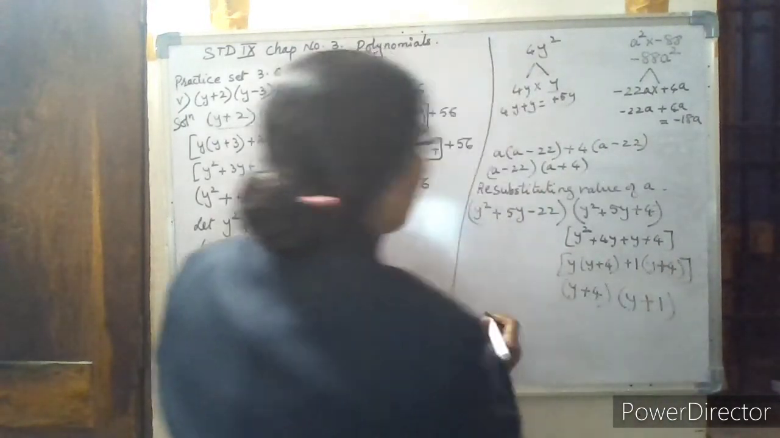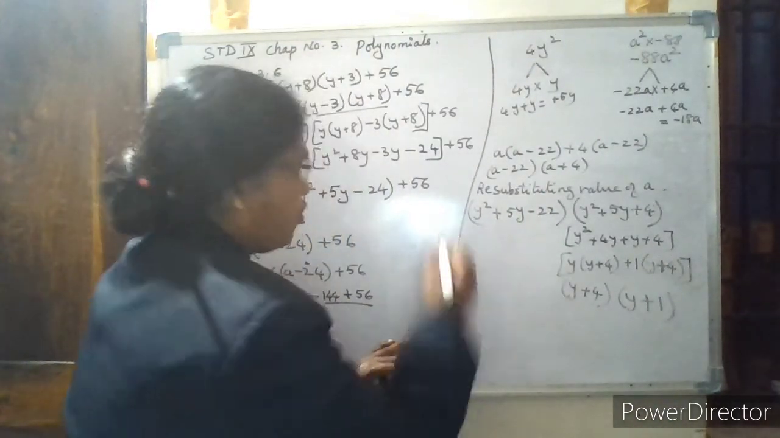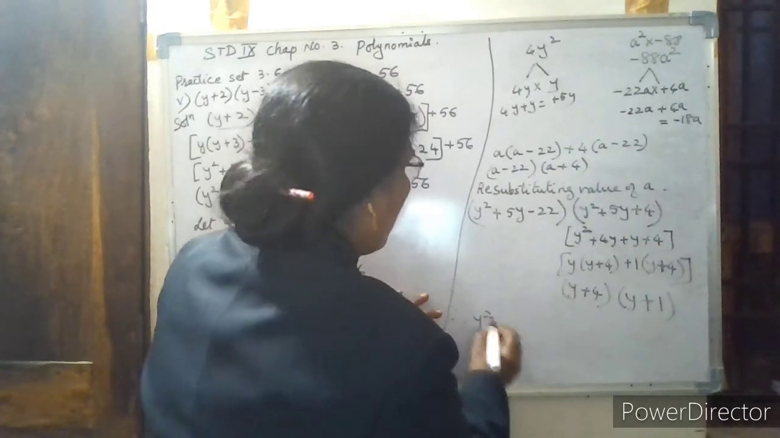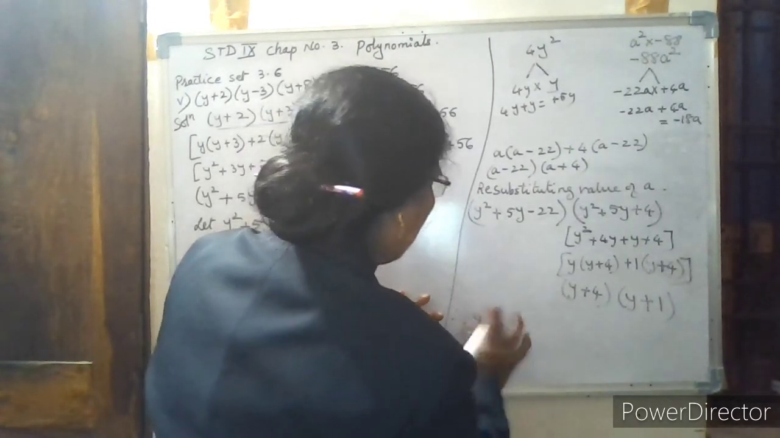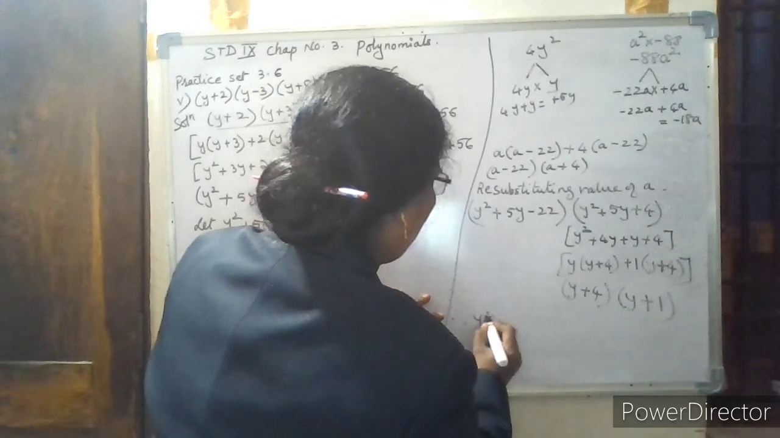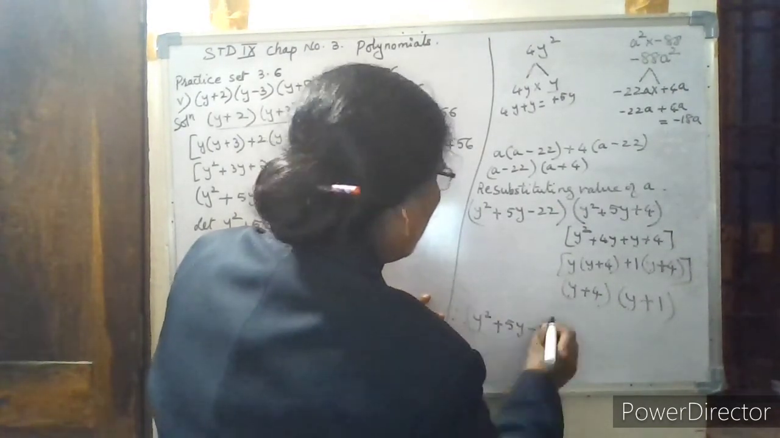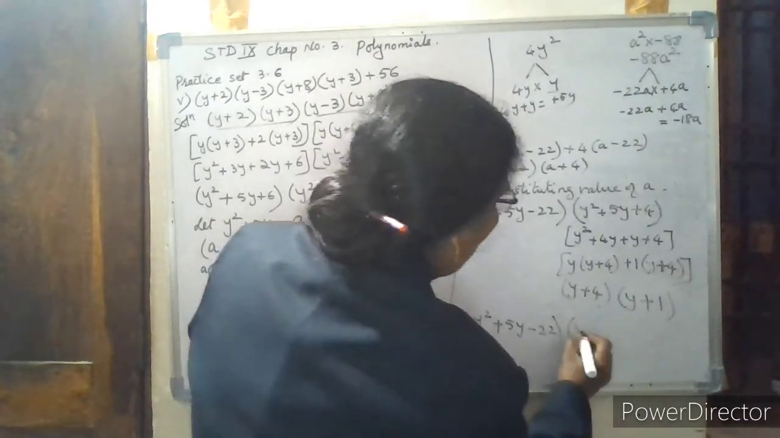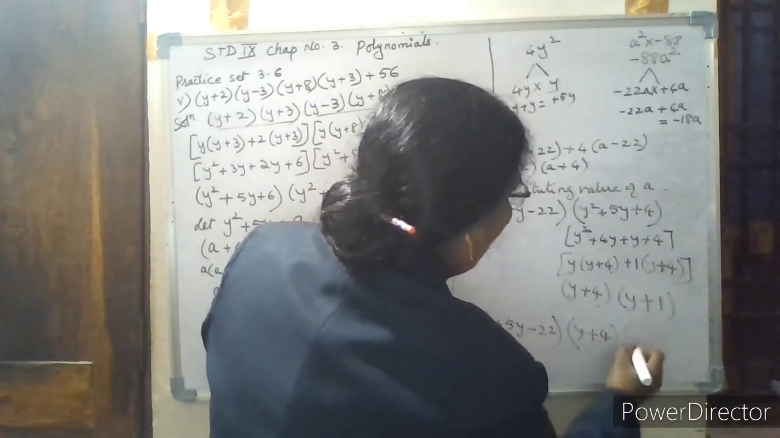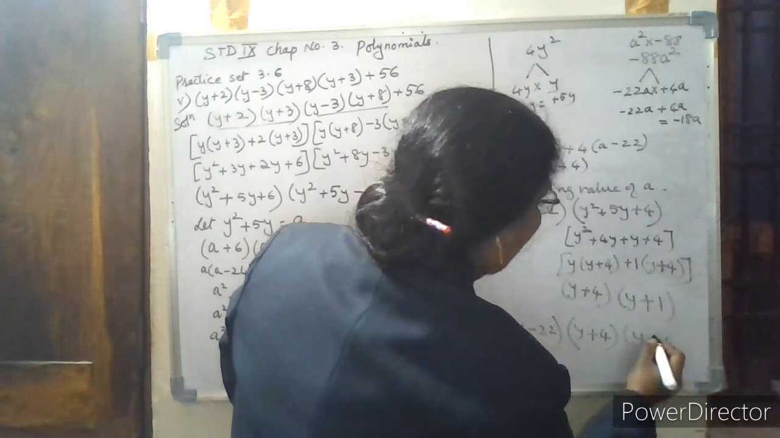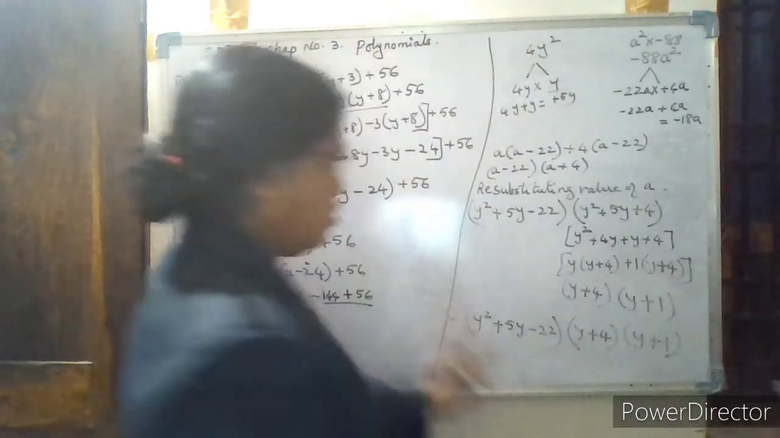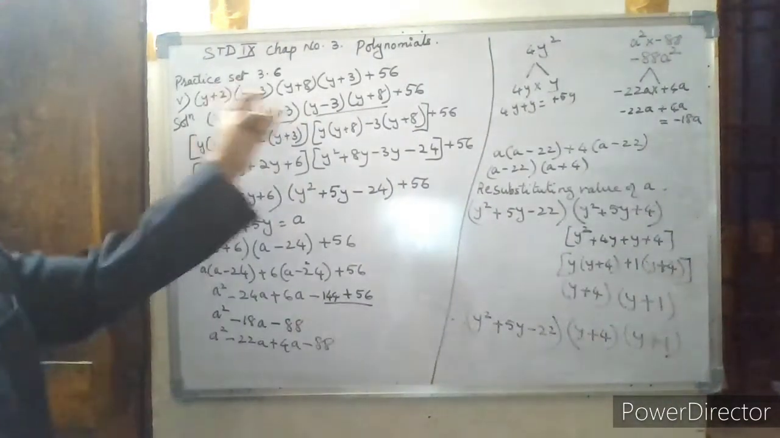Therefore the factors are y squared plus 5y minus 22 into y plus 4 into y plus 1. These are the three factors of this polynomial.